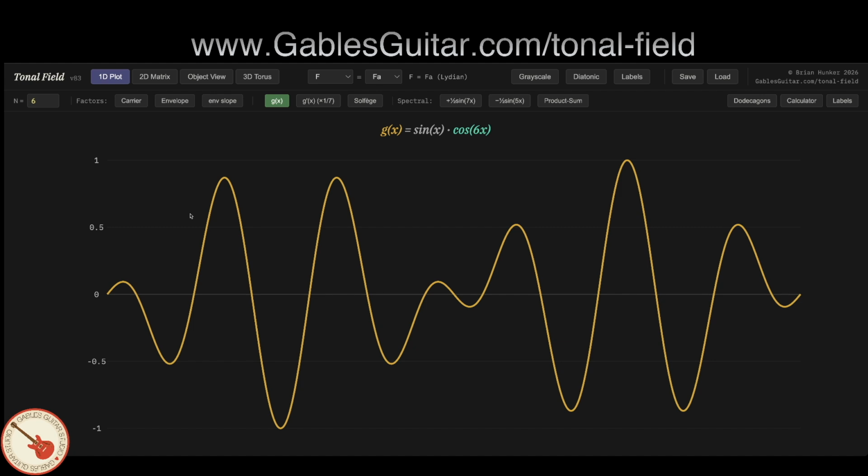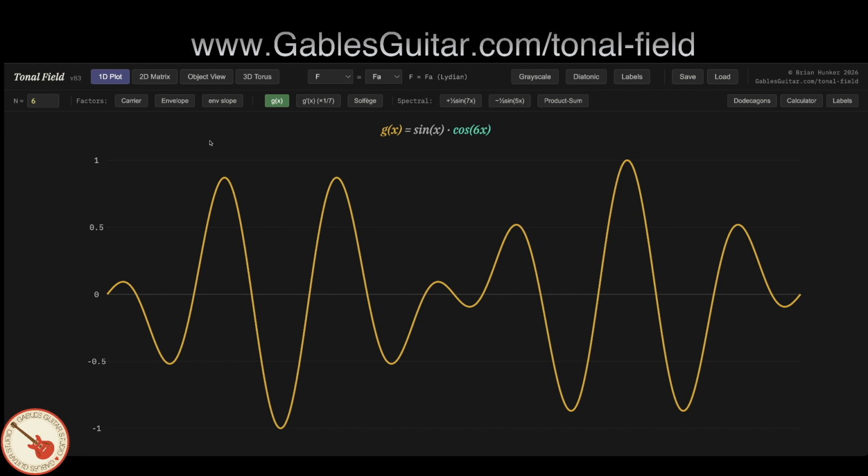Before we discuss the specific tonal features in detail, I'd like to briefly explain the two factors which produce the G of X curve. The G of X is the product of two factors: sine x times cosine 6x. The tonal field software tool allows us to plot these two factors so that we can observe how the interference pattern they create forms the features of the G of X curve. This two-factor interference pattern is a form of amplitude modulation in which cosine 6x is referred to as the carrier and sine x is referred to as the envelope.